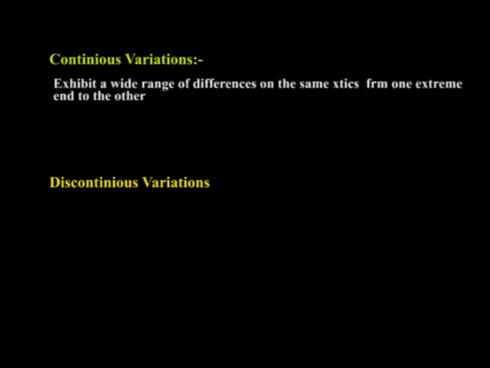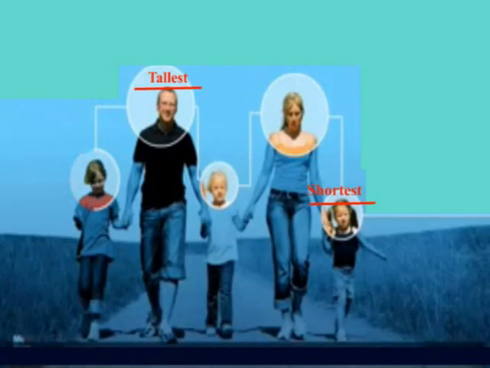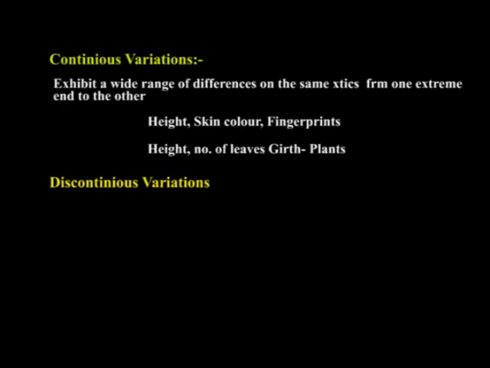Variations can be continuous or discontinuous. Continuous variations exhibit a wide range of differences for the same characteristic from one extreme end to the other. For instance, in humans, if you consider a characteristic like height, in this group there is the shortest and the tallest. These are the two extreme ends, but in between them there are intermediates over a range. Other features that show continuous variations include skin color, weight, and fingerprints in humans. Height, number of leaves, and girth in plants also exhibit continuous variations.